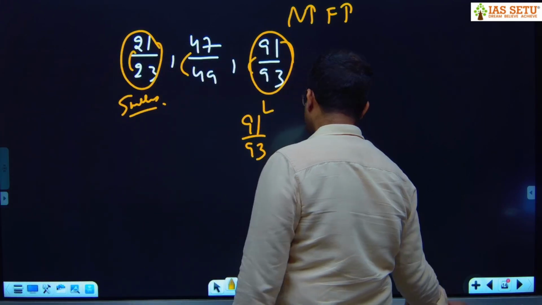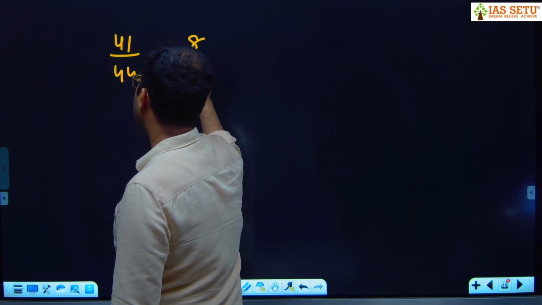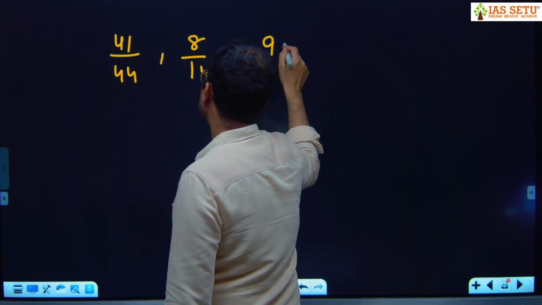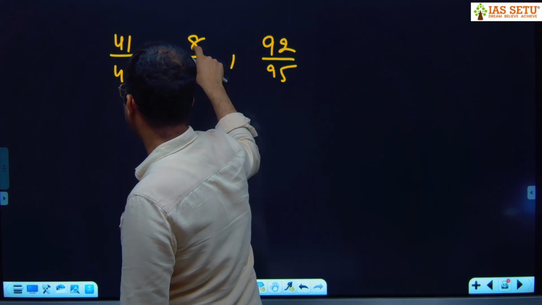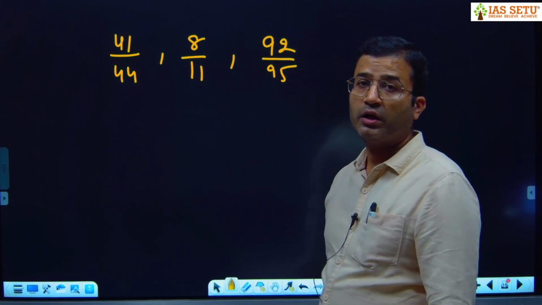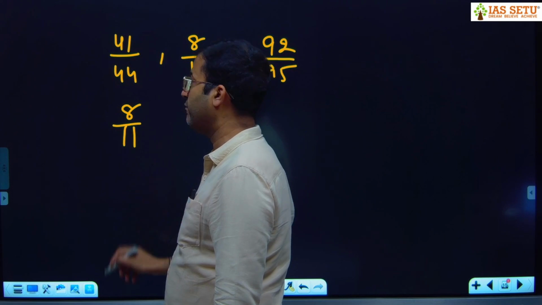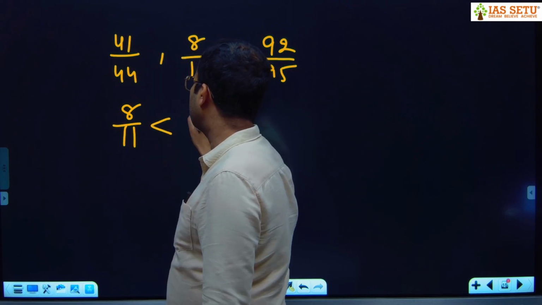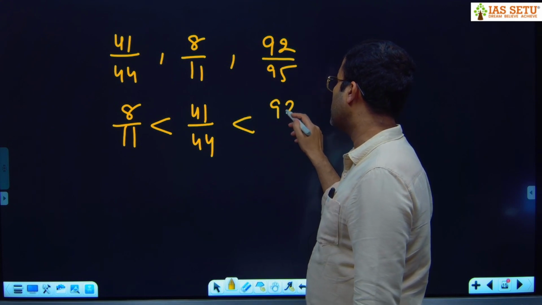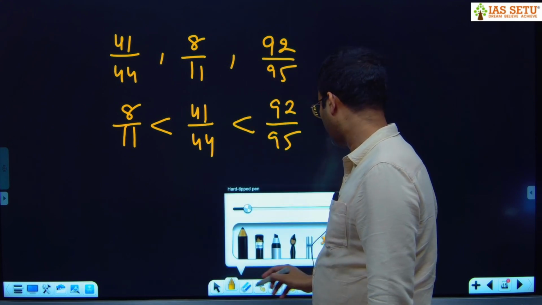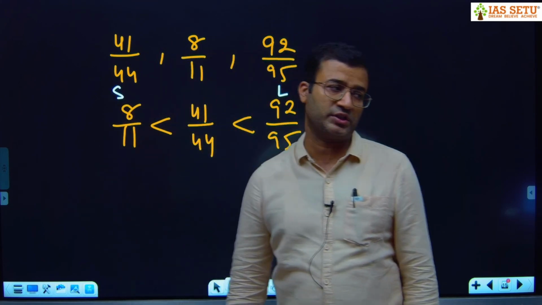Let me take one more question. Like here 41 upon 44, 8 upon 11, 92 upon 95. So can you say there is a difference of 3, 3, 3? So out of these fractions, which one is the smallest? 8 upon 11. It is smaller than 41 upon 44, smaller than 92 upon 95. So here this is the largest and this is the smallest.